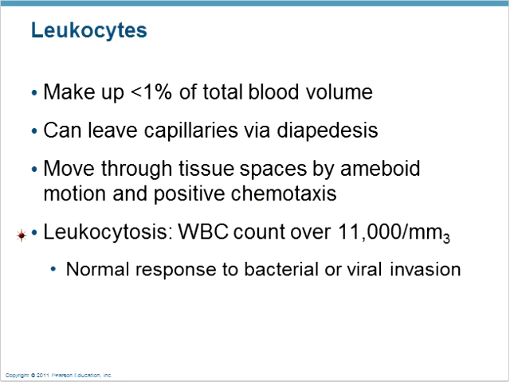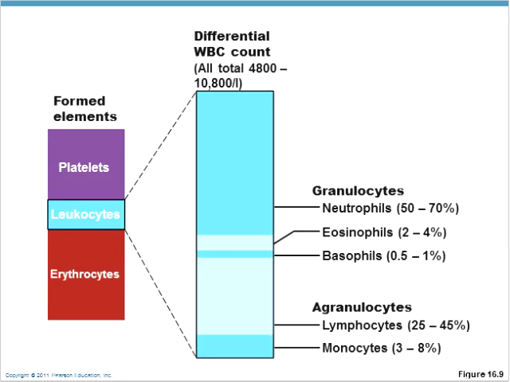Leukocytosis is any white blood cell count over 11,000 per cubic millimeter, and it's our normal response to infection, whether that be bacterial or viral invasion. As you can see, we looked at formed elements. We have platelets, leukocytes and erythrocytes, and leukocytes are really a very small amount. So we have a differential.